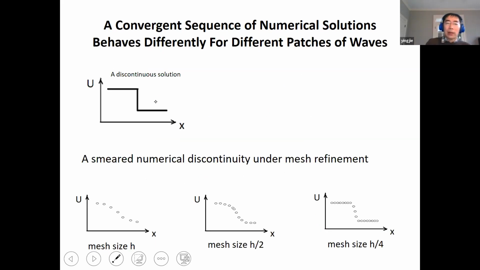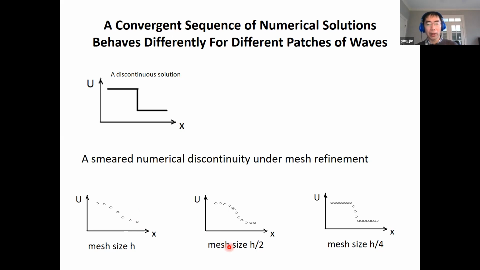Let's look at another approach. Say the subject you're studying is a discontinuous solution, like a shock, contact discontinuity, etc. Now let's say we approximate this discontinuous solution by a convergent sequence of numerical solutions. So let's say you approximate it by a numerical scheme with mesh size h. You get something like this. Well, it's smeared, very smeared.